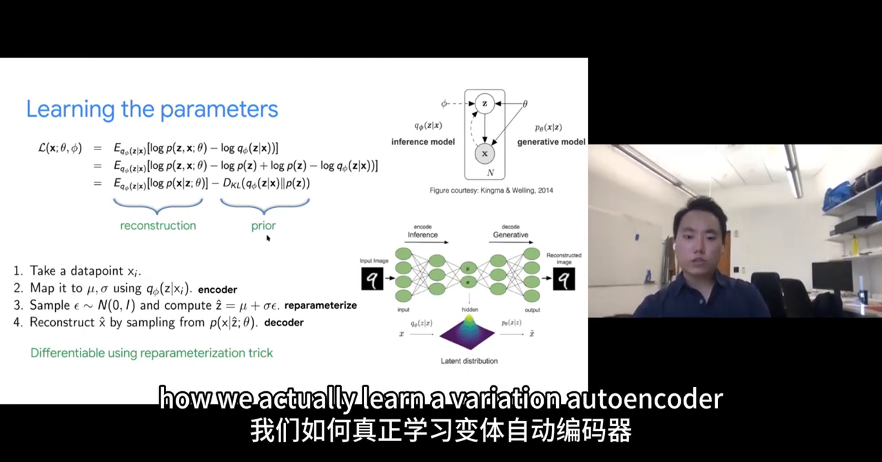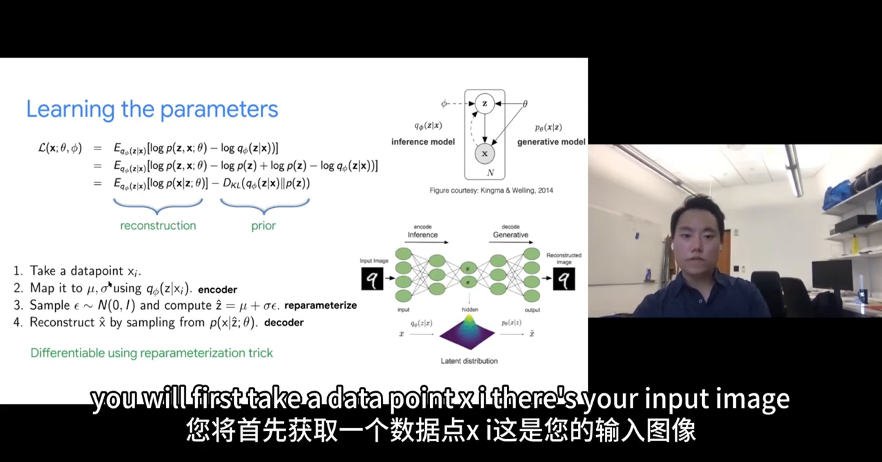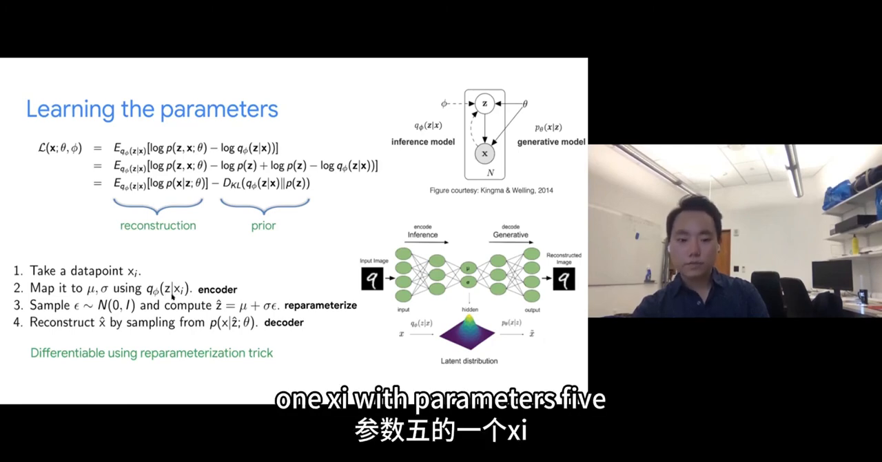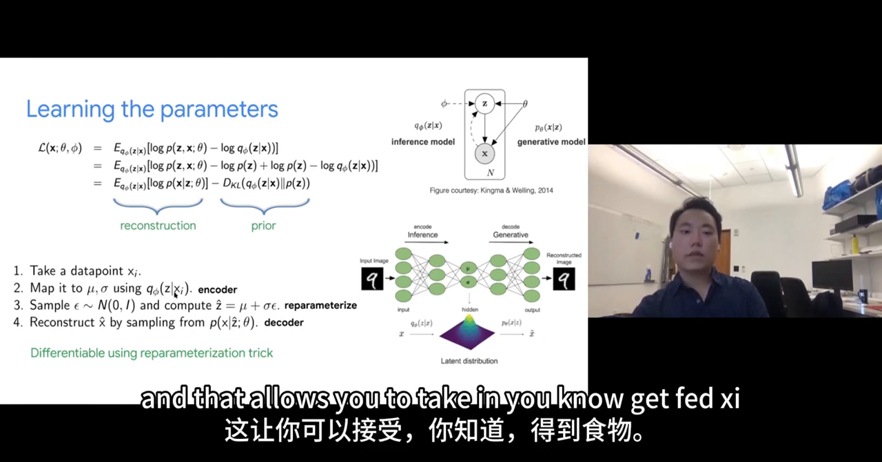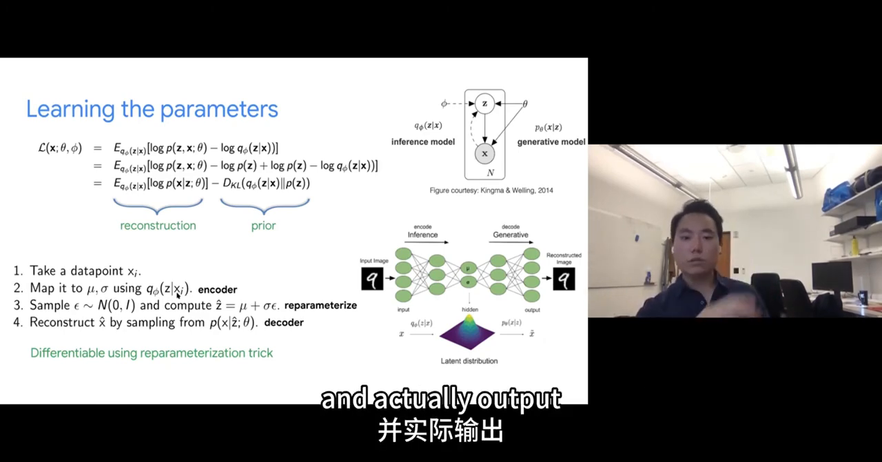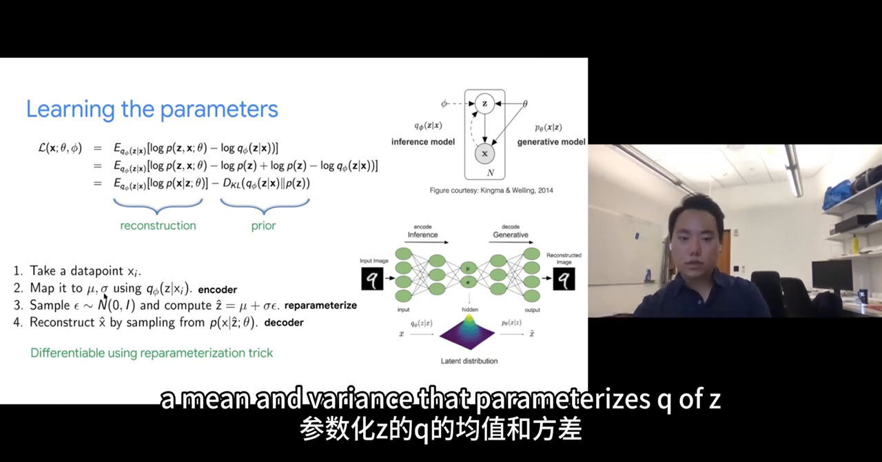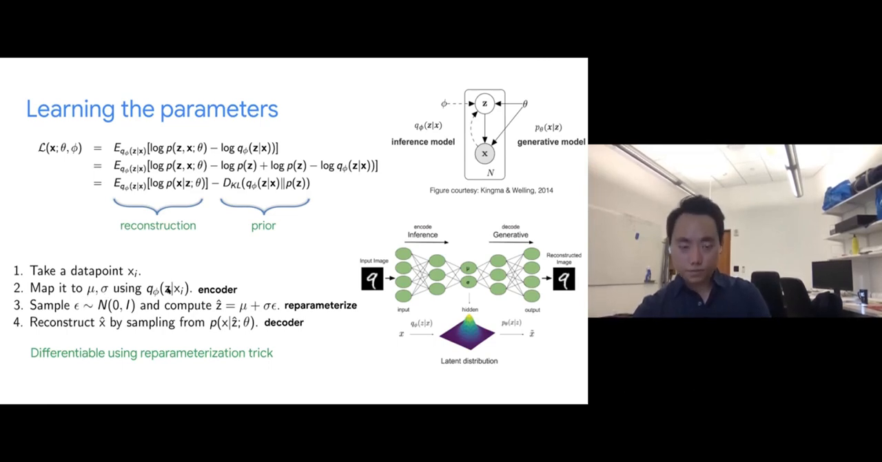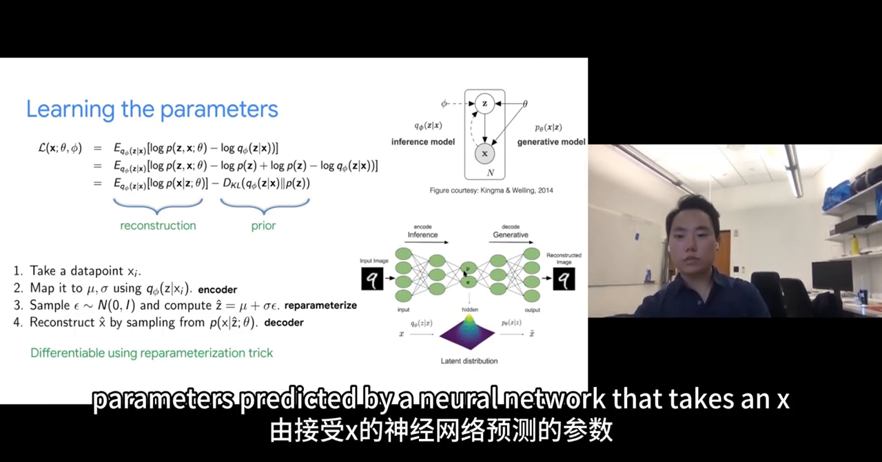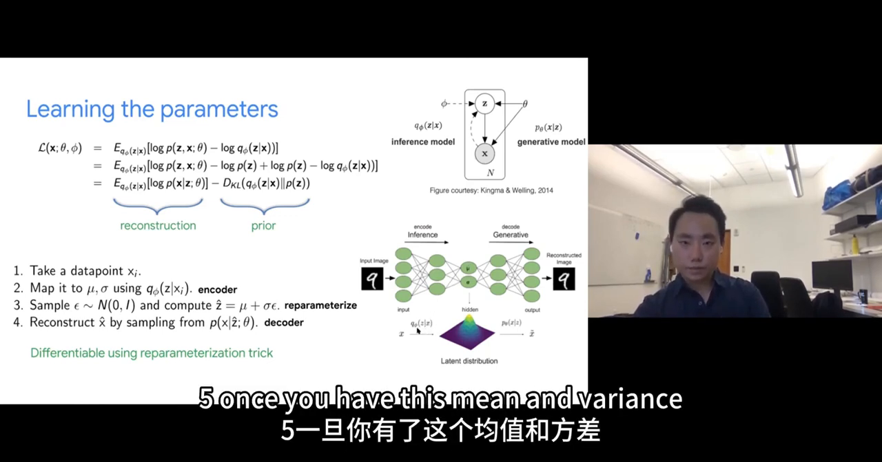So overall, how we actually learn a variational autoencoder, you will first take a data point xi, that's your input image. I'm going to define an encoder, a q of phi z given xi with parameters phi, and that allows you to feed it xi and actually output a mean and variance that parameterizes q of z. So q of z is going to be a Gaussian with mean and variance parameters predicted by a neural network that takes in x through parameters phi.